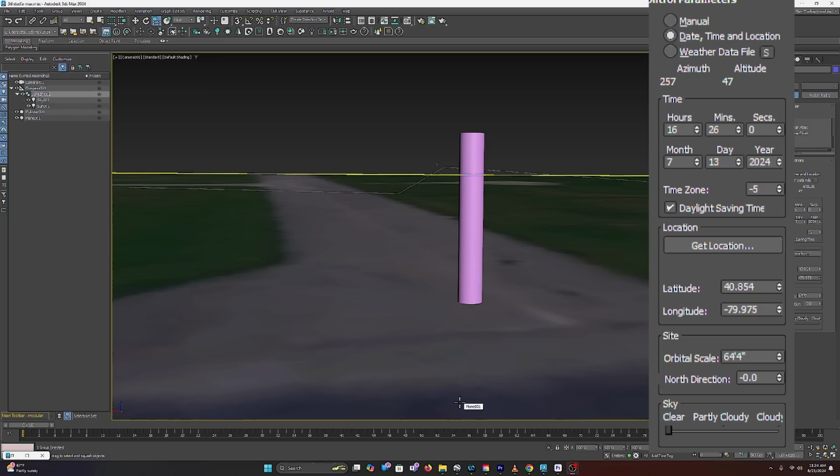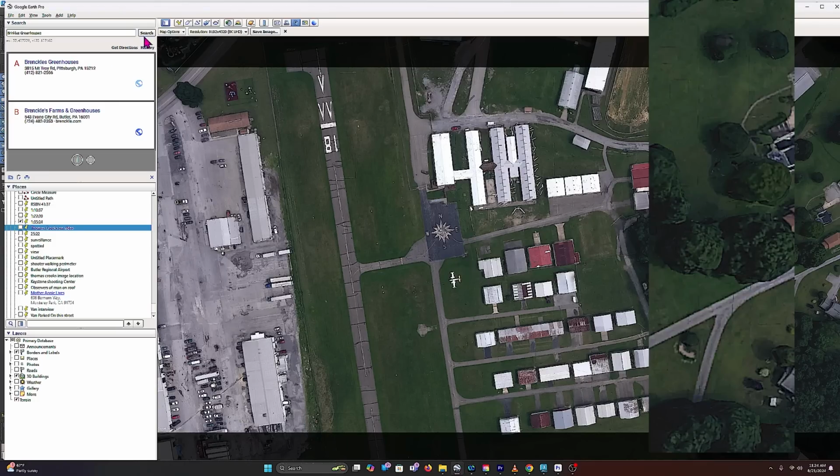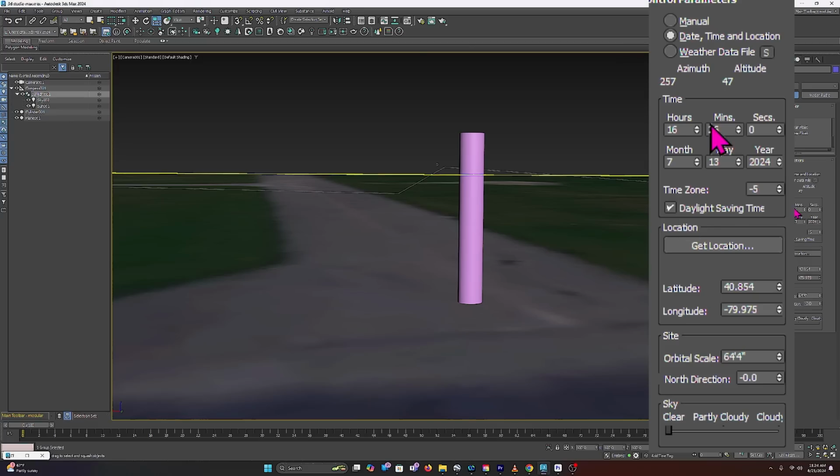And I put in the decimal version, as you can see right here, of Butler, Pennsylvania. And let's just type it in with what it has right there just to see if it's close. Let me go back to this program here and we'll just type it in and see where it puts us. So we've got 40.854.